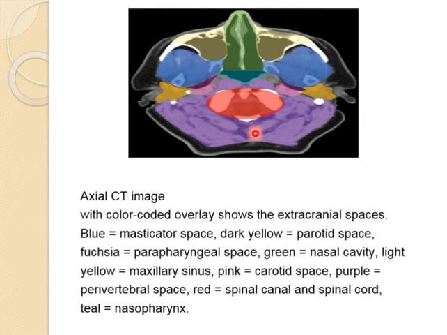This is another image showing the extracranial spaces. As we see, there is the parotid space, carotid space, masticator space, parapharyngeal, prevertebral and paravertebral spaces, spinal canal and cord. And the green one is the nasal cavity.